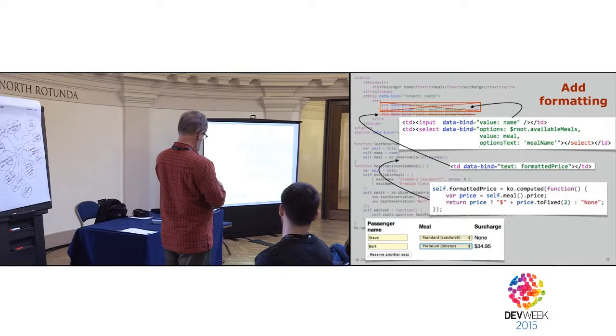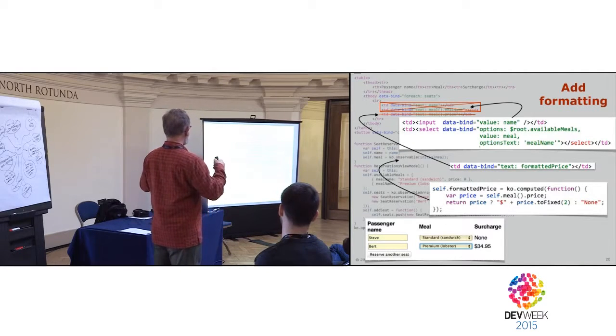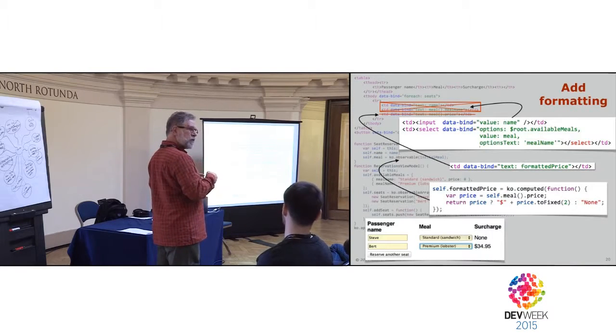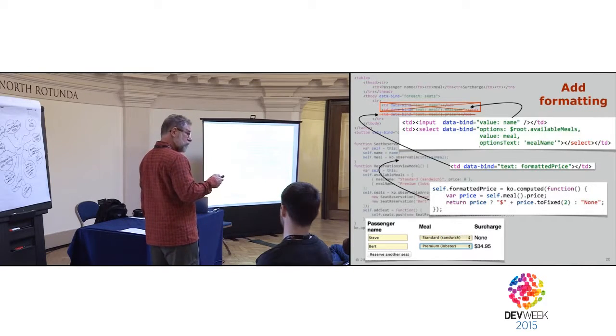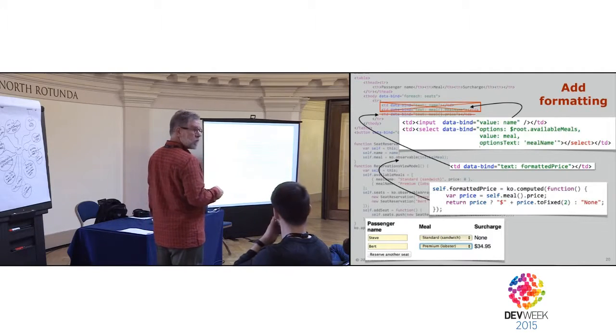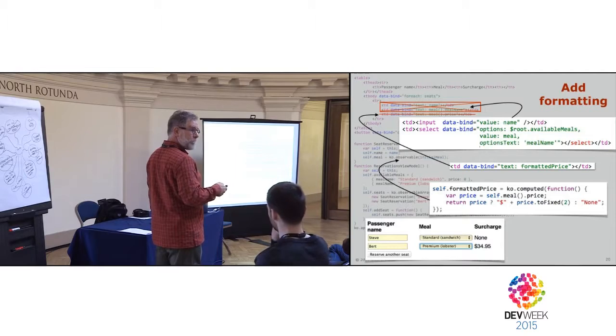So, what's the dollar root? Dollar root is the root of the view model. So dollar root is a sort of magic variable that Knockout supports, which means the view model. And of course, you can drill down. If the view model has things inside of it, you can start at dollar root and drill down into whatever field you want to get at. Okay.